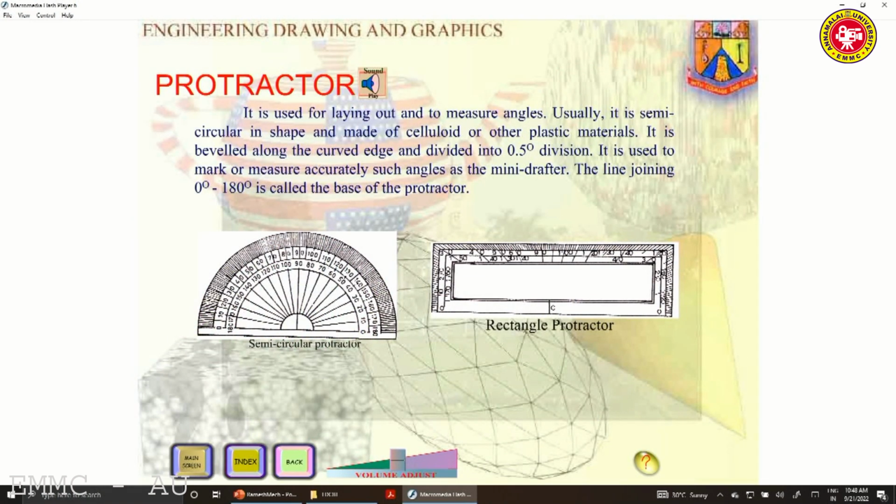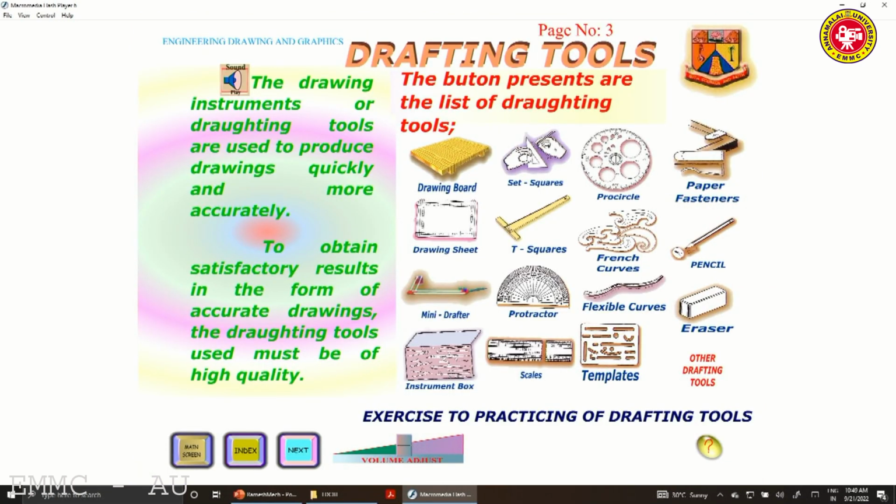Protractor. Actually, everyone knows this. What do you mean by protractor? A semicircular protractor has 0 to 180 degree, both sides: from the left side 0 to the right side 180, or from the right side 0 to the left side 180 degree. But when you come into engineering, you have to use a pro circle instead of a semicircular protractor, because there are a lot of uses. Let me show you what a pro circle is.